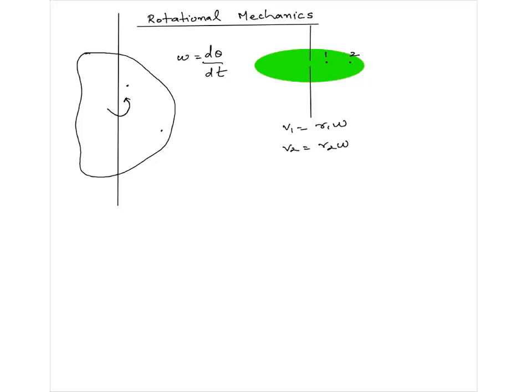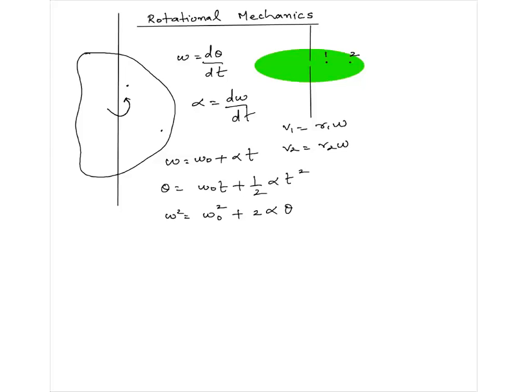We talked about omega as d theta by dt in circular motion also. Here also the same thing, d theta by dt. We talked about alpha, angular acceleration, as d omega by dt there, in circular motion also. Here also the same thing. If alpha is constant, then we got those 3 equations in circular motion, and here also we have those same 3 equations. These 3 are of course valid if alpha is constant.